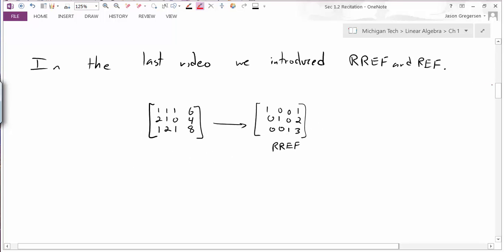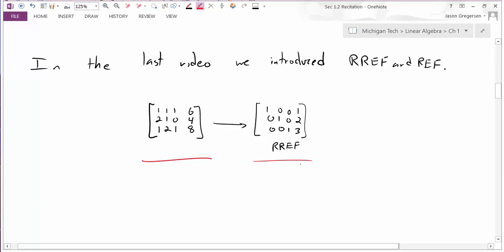So in the last video, we introduced row echelon form and reduced row echelon form, our REF or RREF. We took some matrix, like this matrix, and did some elementary row operations to put it into this form. We call that form reduced row echelon form. One big question we had last time was why? Why are we doing these operations on this matrix?